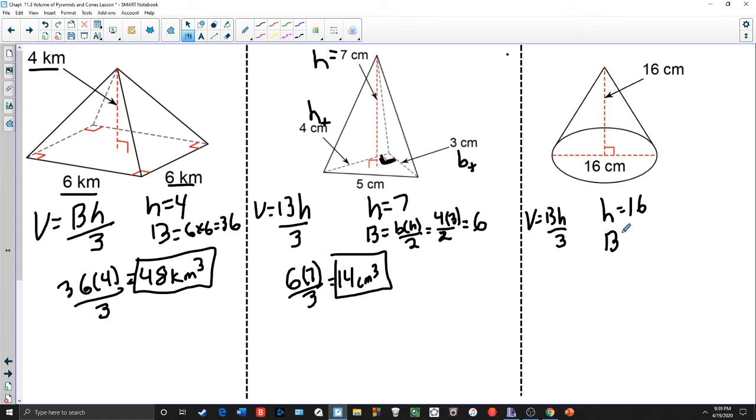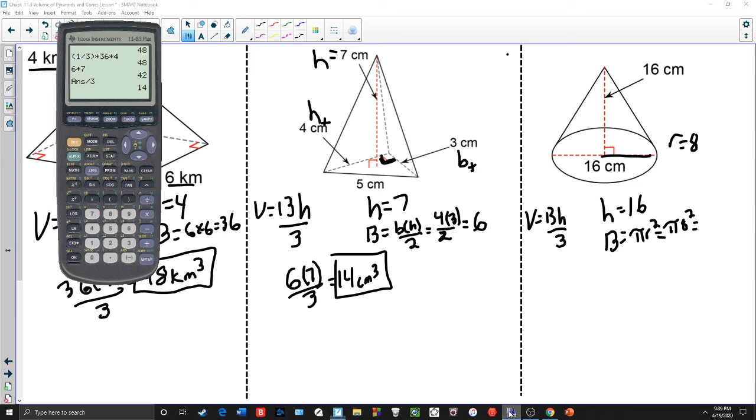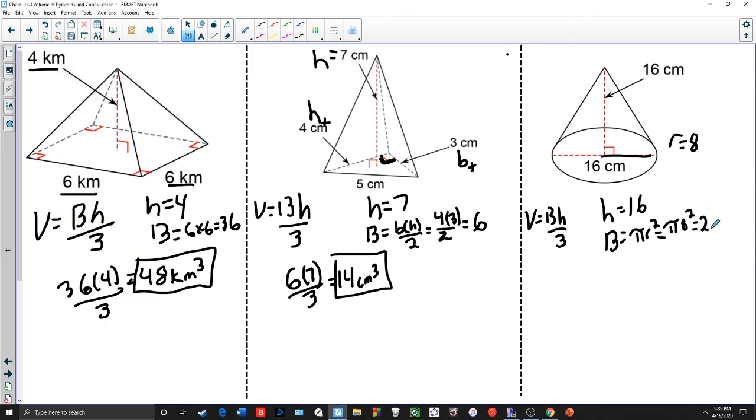The area of the base. What is a circle? So remember, the area of a circle is pi r squared. So in this case here, since the diameter is 16 all the way across, that means my r is going to be half that, or 8, because I only want to use half the diameter, not the full length. So it'd be pi times 8 squared. And I know that 8 squared is 64. So pi times 64, that would give me 201.06. And then I go back and, again, use my formula.